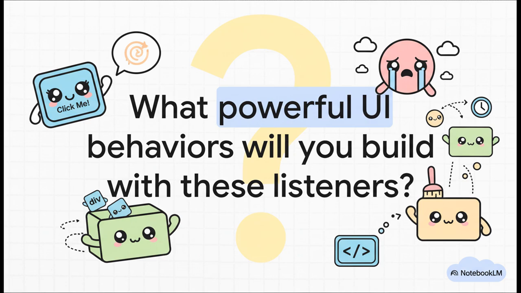So there you have it. It's an incredibly powerful and clean way to control a component's lifecycle. The possibilities are huge, everything from complex animations to really efficient resource management. It kind of just leaves you with one big question, right? What powerful UI behaviors are you going to build with these?